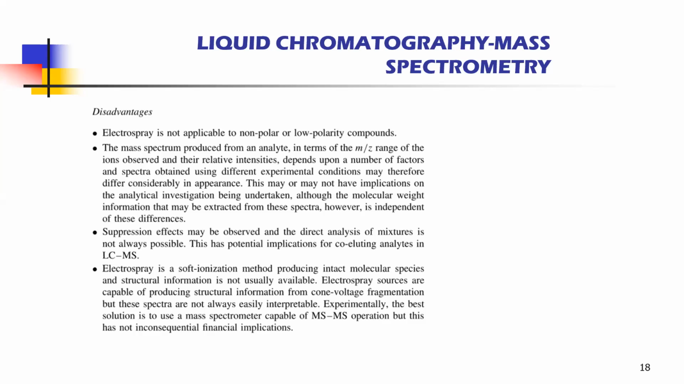The mass spectrum produced from an analyte, in terms of the m/z range of the ions observed and their relative intensity, depends upon a number of factors, and spectra obtained using different experimental conditions may therefore differ considerably in appearance. So we are going to have data or spectra corresponding to different intensities. This may or may not have implications on the analytical investigations being undertaken. The molecular weight information that may be extracted from these spectra, however, is independent of these differences.